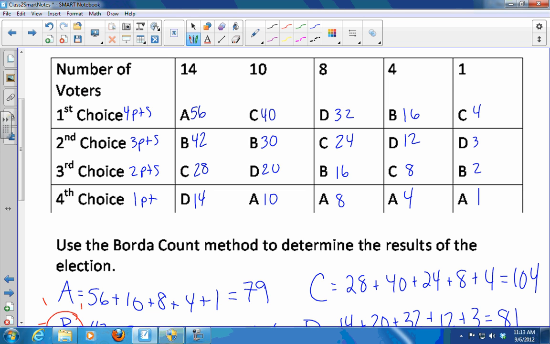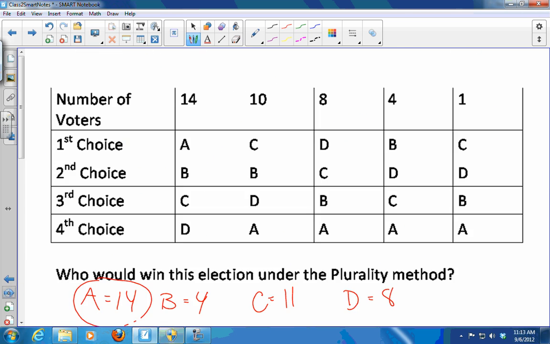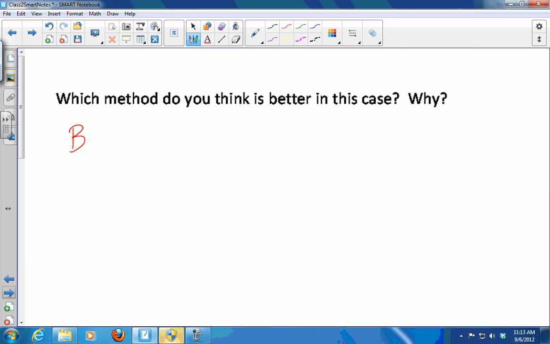So A is a very polarizing candidate. Some people really like A and some people really don't like A. So candidate B, the Borda count winner, is more of a compromise candidate. We have second choice, third, first, and third choice for different people. So no one has B in last place. Some people like B a lot. So B is a good compromise. So let's see, we said Borda because a lot of people don't like A.